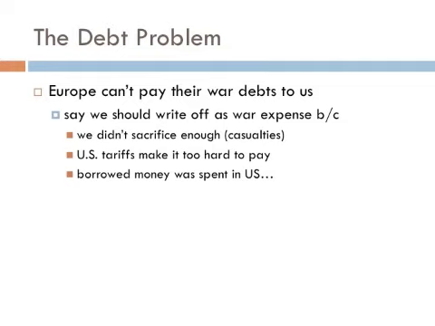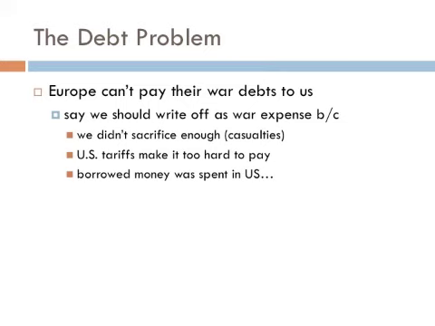The biggest problem that's happening with Europe's economy during this time is the fact that they're just unable to pay our war debts to us, and it's also contributing to the decline in our economy. They say we should write off our debt as a war expense and just completely get it off the books because, A, we didn't really sacrifice enough, which may or may not be a valid point because on the scale of casualties that occurred during World War I, ours was relatively low. Second of all, we've got these tariffs going on at this point, which is making it almost impossible for Europe to pay any debts to us. And third, the borrowed money that European nations are looking at was borrowed from the United States. So some of the money that they fought World War I with came from us.